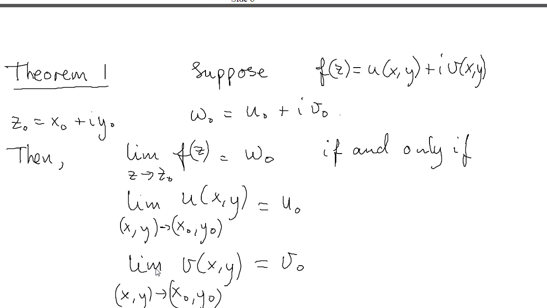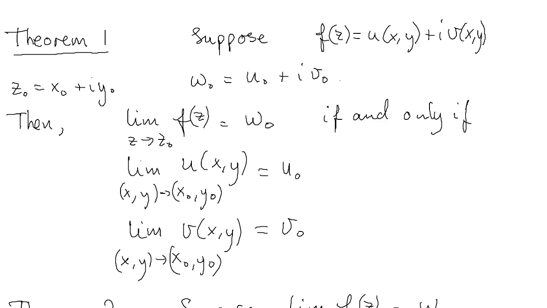And similarly, we define the imaginary part of this function. We say that the limit of this function is equal to v0, exactly in the same manner as for the real part. So the theorem says that if these two limits exist, then the limit of the complex function f of z is equal to w0. This limit also exists, and vice versa.